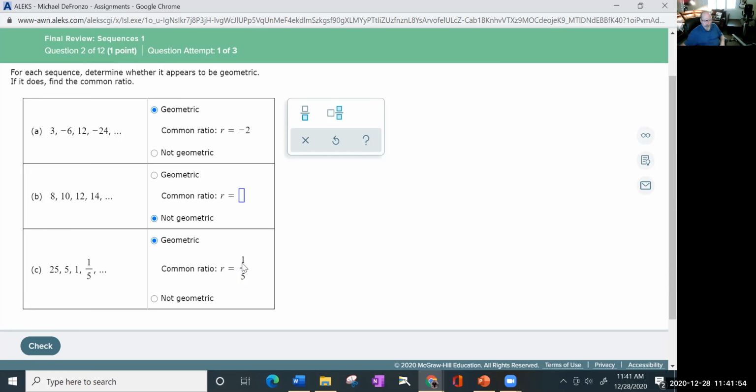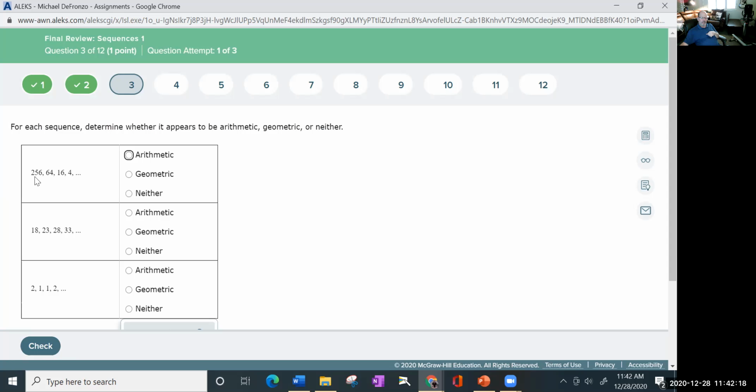Number 3. For each sequence, determine whether it's arithmetic, geometric, or neither. So we're determining, are we multiplying each time? Are we adding or subtracting each time? Or are we not doing either of those? Here, I would say we're dividing by 4. Dividing by 4. That makes it geometric. Dividing by 4 is the same as multiplying by 1/4.